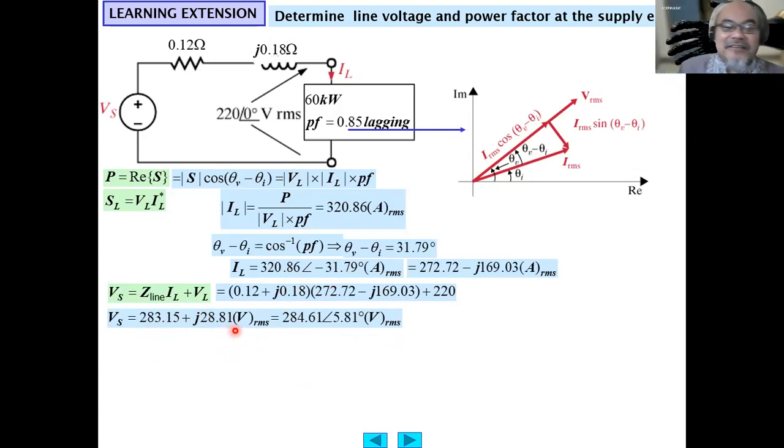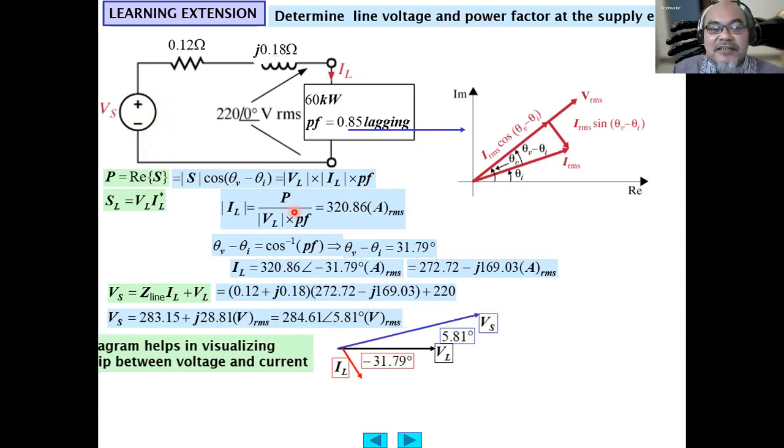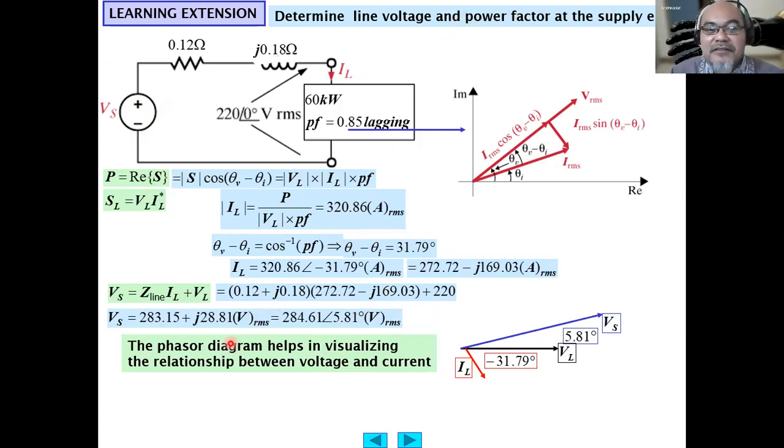Okay, so then we can express this also in phasor format: 284.61 with a phase angle of 5.81 degrees volt RMS at the voltage source. And we are asked to determine the power factor at the supply end. So we draw the phasor diagram. This angle 5.81 is relative to the voltage at the load, because here the reference is the voltage at the load. Here we have 220 with the phase angle of 0 degree, VL. So this 5.81 is leading relative to VL.